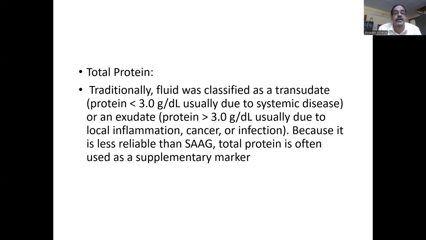Total protein. Traditionally, fluid was classified as a transudate, protein less than 3.0 gram per deciliter, usually due to systemic disease, or an exudate, protein more than 3.0 gram per deciliter, usually due to local inflammation, cancer, or infection. Because it is less reliable than SAAG, total protein is often used as a supplementary marker.